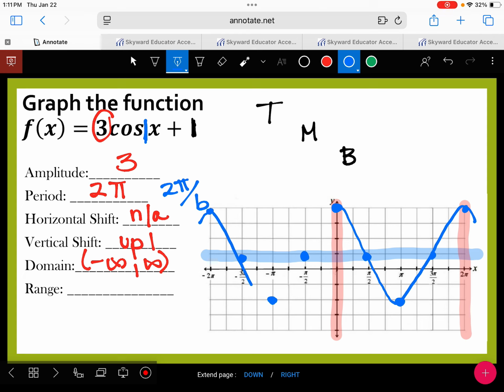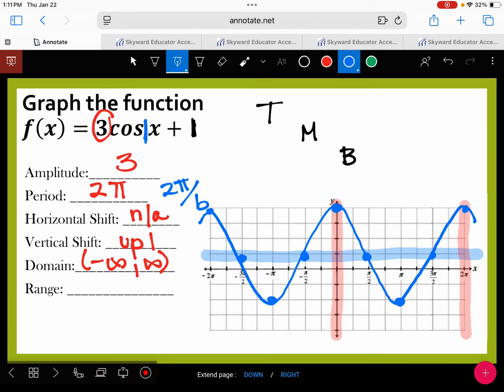Go ahead and connect it. No arrows. So what happened was we had 2 transformations. The wave got taller and it moved up. What's my lowest y value?